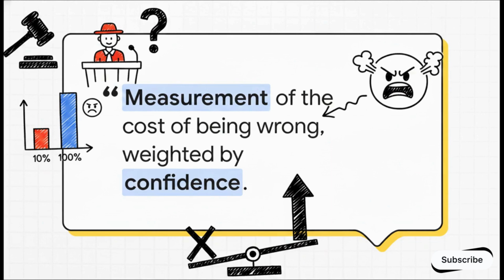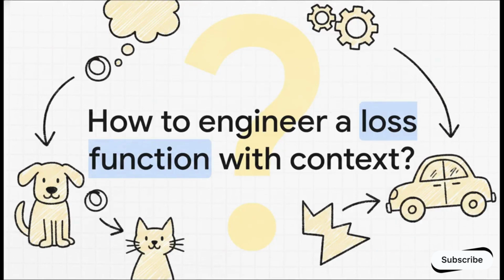It is the mathematical measurement of the cost of being wrong, heavily weighted by exactly how confident you are in your wrongness. But this leaves us with a fascinating limitation. Standard cross-entropy treats all wrong answers exactly the same. If you show it a picture of a dog and it predicts cat, the penalty is identical to predicting car. But obviously, we know a cat is semantically way closer to a dog than a car is.